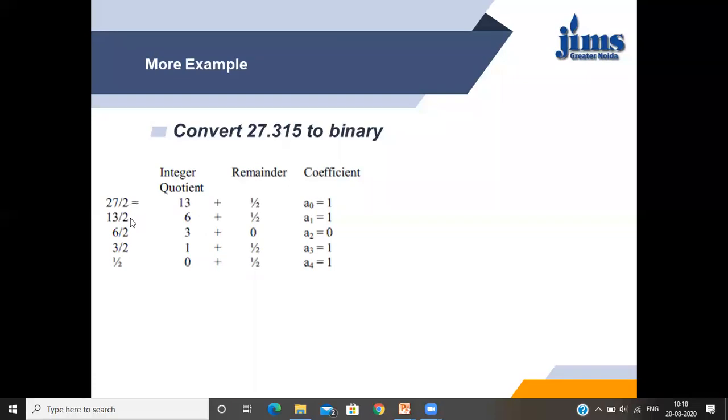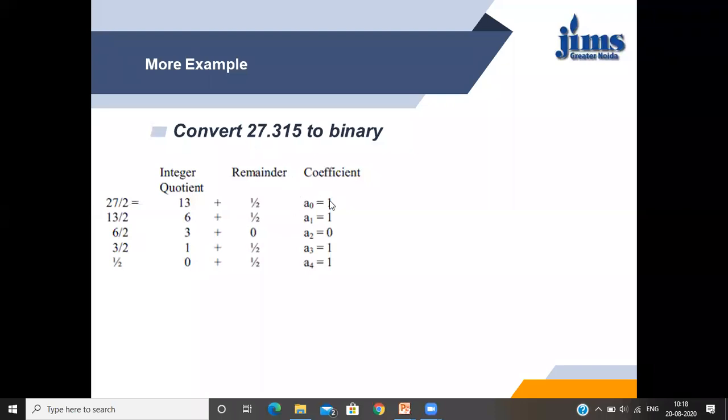Then again 13 is divided by 2, 6 plus 1 is the remainder. Again 6 is divided by 2, 3 plus 0 is the remainder. Now 3 is divided by 2, 1 plus 1 is the remainder. Now again this 1 is divided by 2, 0 plus 1 is the remainder. Now we get integer quotient 0. Now we need not divide it further.